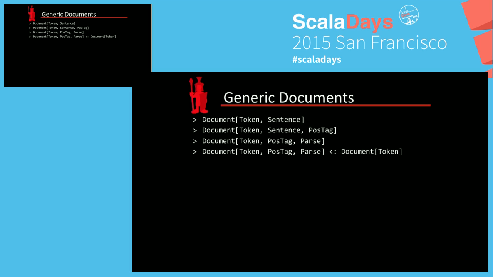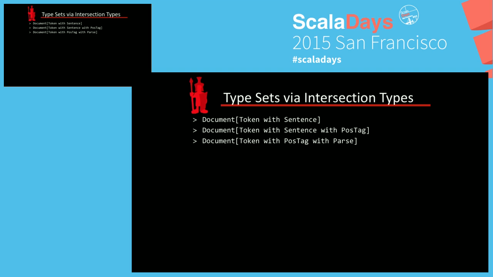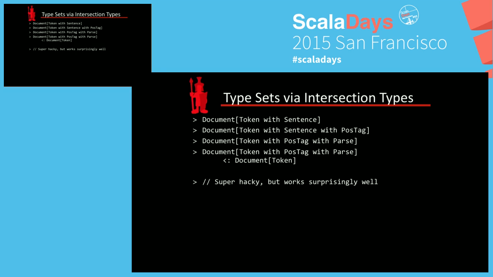And I think this is the third time this conference someone's talked about this. It turns out that you can get away with using intersection types to represent exactly this. We can say that a document with sentences has tokens and sentences, that is, Token with Sentence with POS tags. And if we put a covariance annotation, we'll get the subtyping relationship we wanted. It's really hacky. I wish there was something better we could do. You could use HList, but that's still not quite right either.